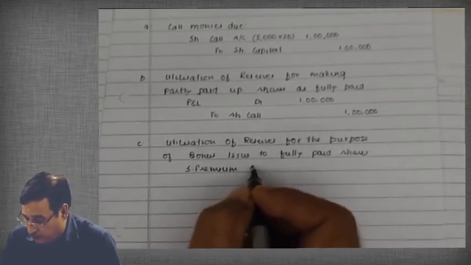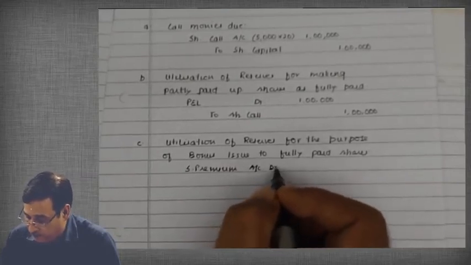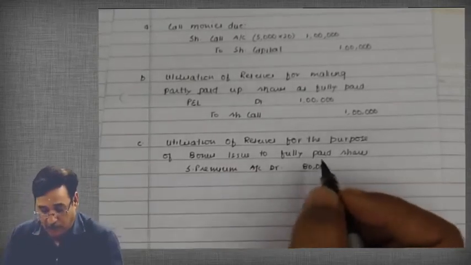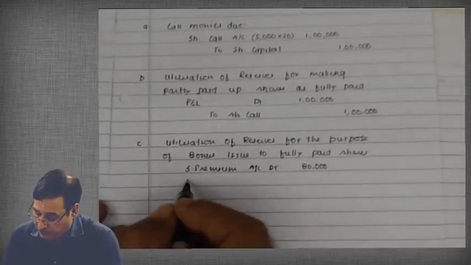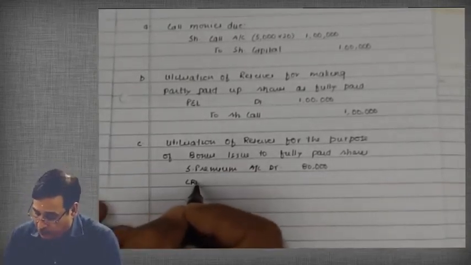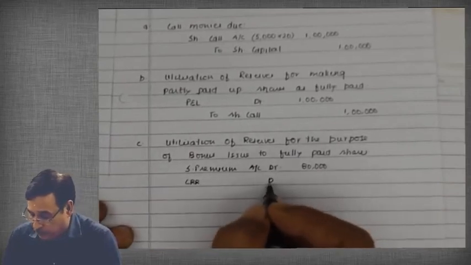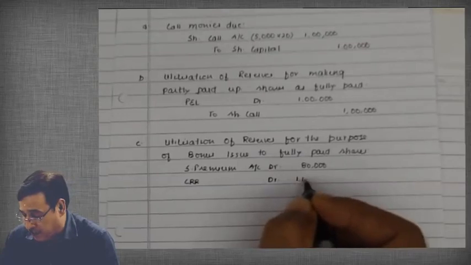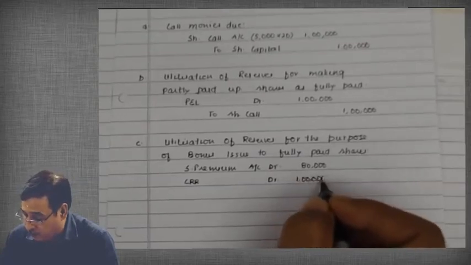Security premium account debit. Maximum I can use is 80,000. Then we have capital redemption reserve. Nothing is mentioned, no information is given with respect to capital redemption reserve, so we shall presume the entire amount of 1 lakh as realized in cash.